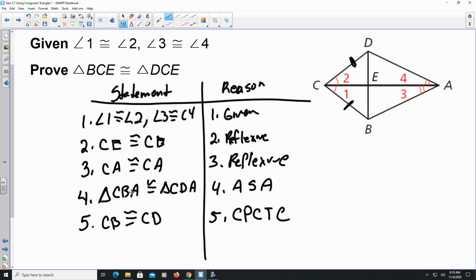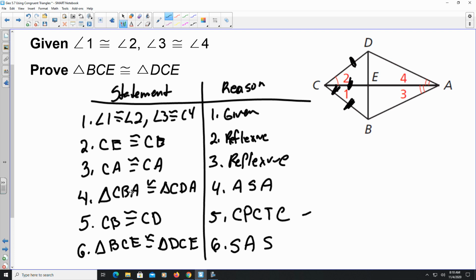Now that I have those two congruent sides, I have a side, an angle, and a side. So now I have enough information to say that triangle BCE is congruent to triangle DCE because of side, angle, side. So I had to use two congruent triangle theorems to prove this, but I had to use that corresponding parts of congruent triangles are congruent before I could make that last statement.